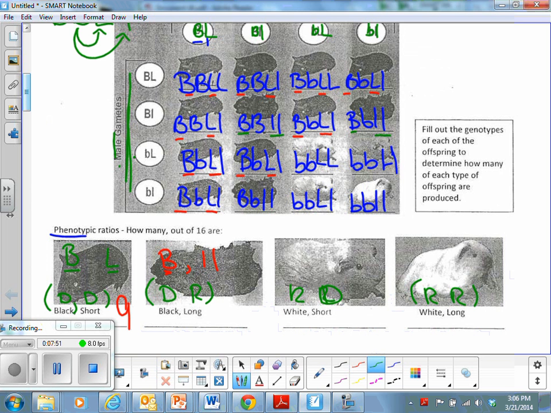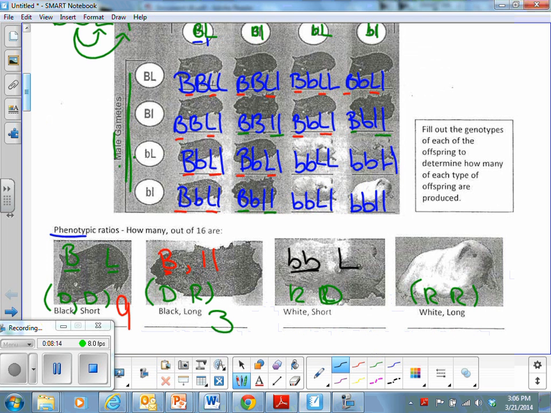Looking for my next big B. There's my next big B, 2 little L's. There's 3, and that's it. So 9, 3. And then I go back through, and now I'm looking for white and short. Remember, if it's white, it has to be little b, little b. That's my only option for it to appear white, and it just needs at least 1 big L. Doesn't have to have 2 big L's, just 1.